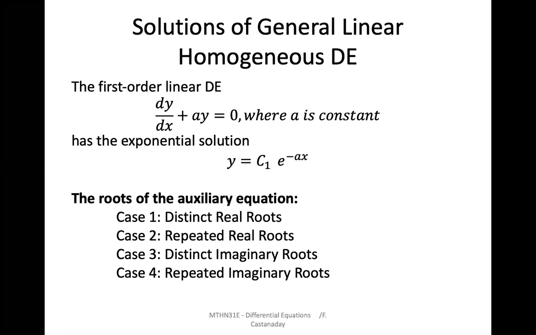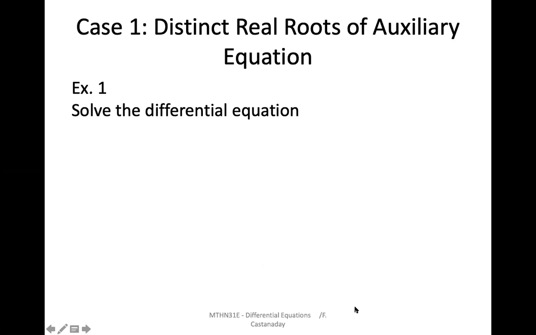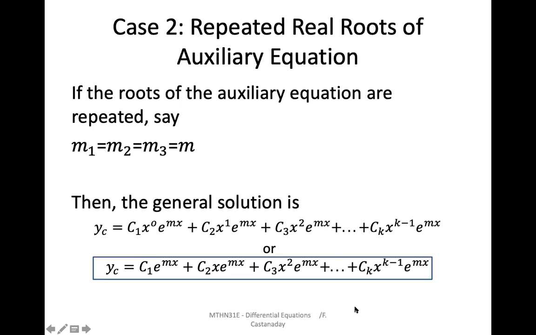And of course, for us to be able to determine its solution, we need to find the roots of the auxiliary equation. So case number three will be about distinct imaginary roots of that auxiliary equation. In case number four, repeated imaginary roots of the auxiliary equation. Okay, so let's skip cases one and two since we already finished them. If you have any clarifications about these two cases, you can send me a message or chat here, or maybe later I can answer your questions.